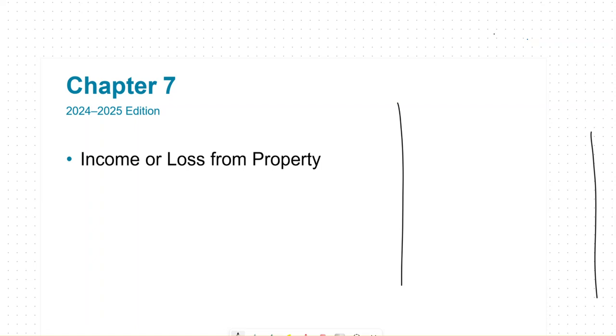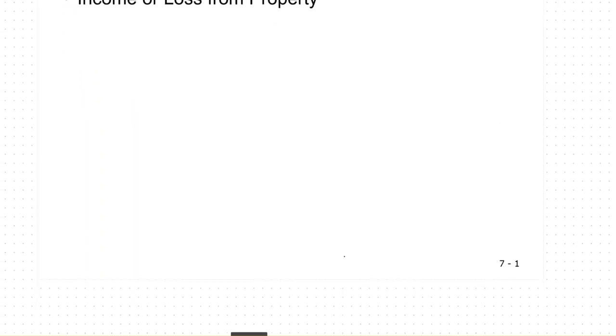Now in this chapter, chapter 7, what does it do? It shows you the income and losses from property. So that's what we are going to be talking about: the income and losses from property.